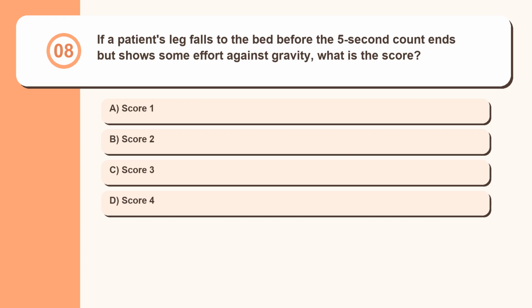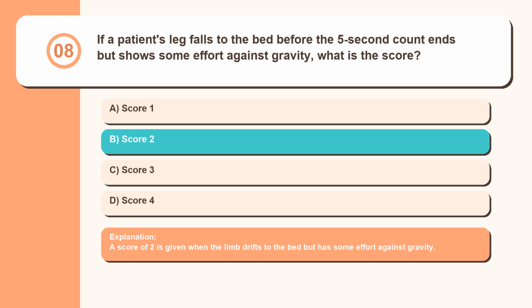Question 8. If a patient's leg falls to the bed before the 5-second count ends but shows some effort against gravity, what is the score? Score 1, score 2, score 3, score 4. A score of 2 is given when the limb drifts to the bed but has some effort against gravity.